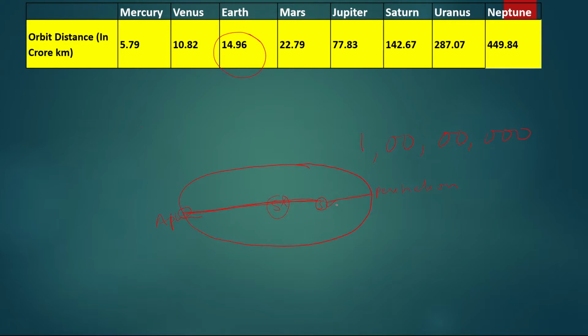This is 14.96, around 15 crore kilometers. So this is 15 crore kilometers. This is the mean distance, like we calculate a mean. You can see all the planets here: Mercury is nearest to the sun, then Venus, then Earth, then Mars, and Jupiter. Okay, we will go to the next slide.